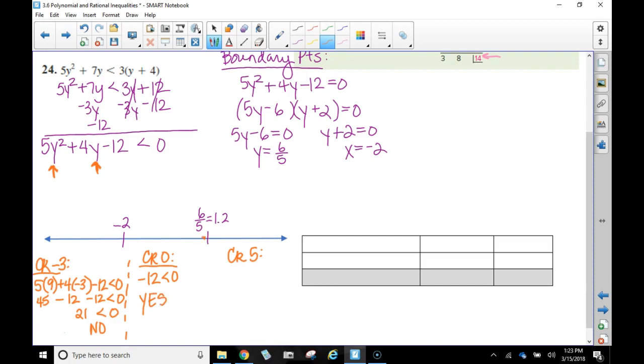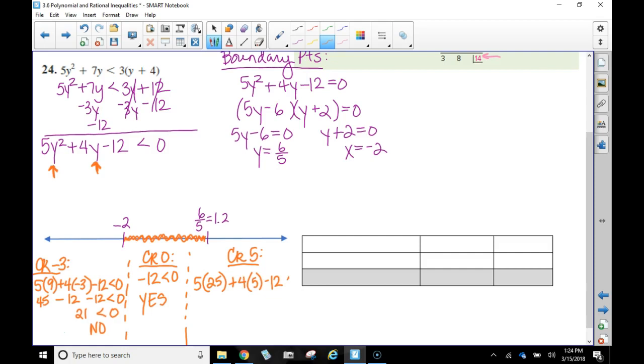And so all values in between -2 and 1.2 are going to be part of our solution set. Okay? Next, when we go to check some kind of value that's bigger than 1.2, I chose 5. I don't know why, I just felt like it. I'm going to get 5 times 5 squared is 25 plus 4 times 5 minus 12.